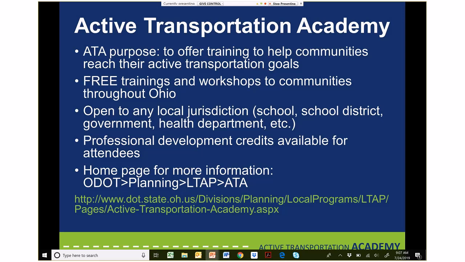If you want more information, you'll be able to click on that green text when Victoria makes the presentation available, but otherwise you can Google ODOT and navigate to the LTAP section and then to the Active Transportation Academy page.